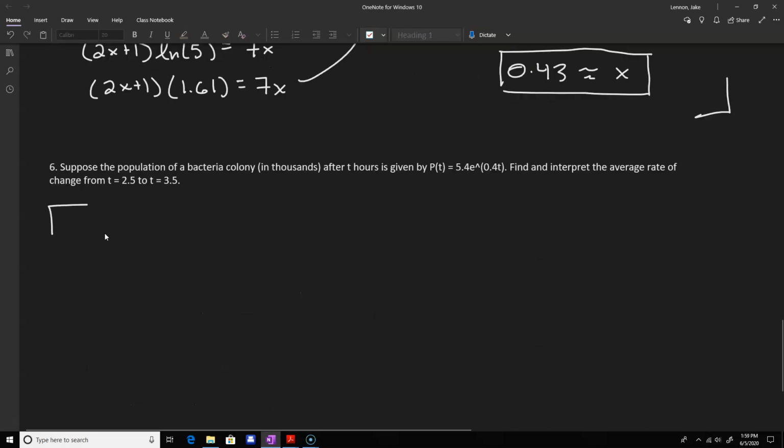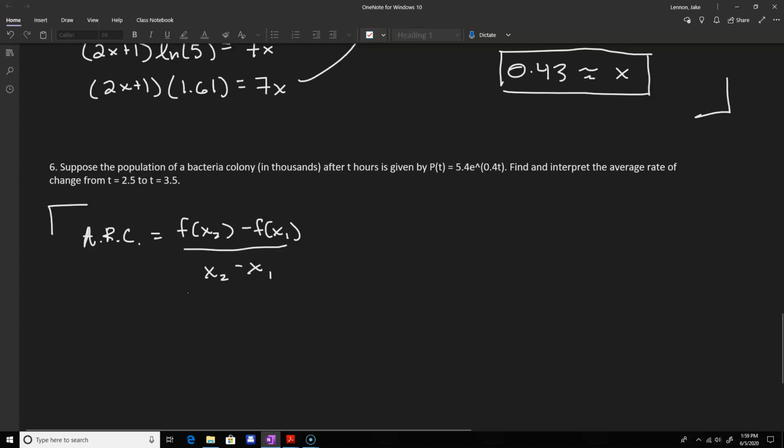Okay, for 6, we're trying to find the average rate of change of this population function that's modeling bacteria growth, in thousands of bacteria, and time is in hours. So let's remember the average rate of change formula is basically given by f of x2 minus f of x1 divided by x2 minus x1.